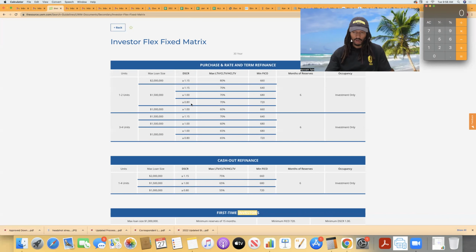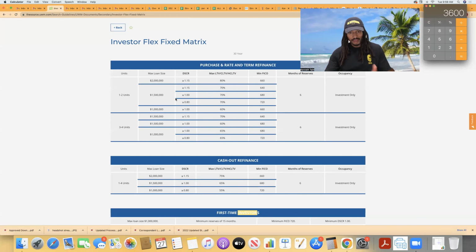So in this scenario where it's 80% debt service coverage ratio, that means that if the mortgage payment was $4,500 a month, to qualify, all you need to do is show a monthly rental income of $3,600 a month, and that would qualify. Right. So yeah, that's really what I wanted to break down.